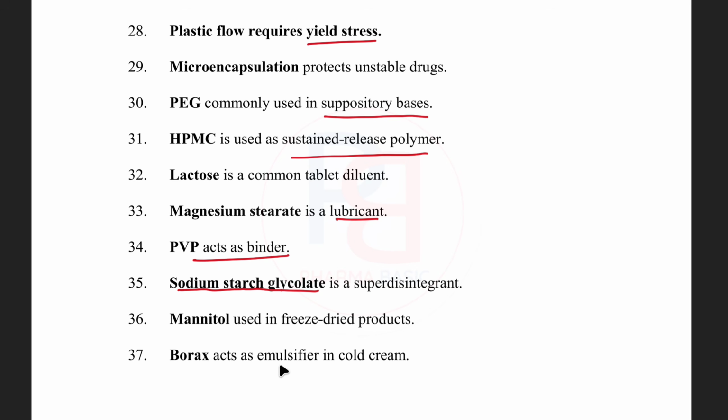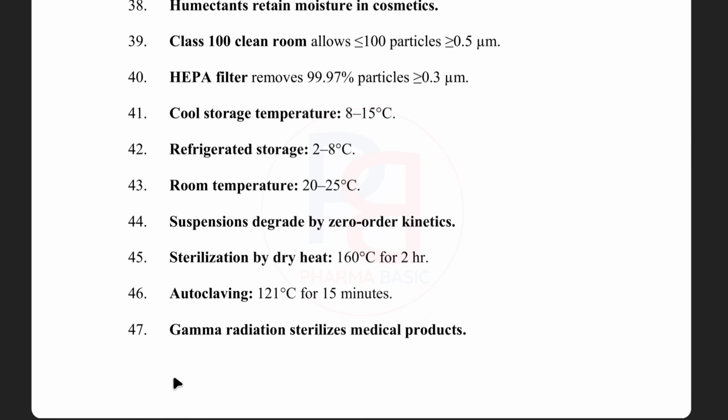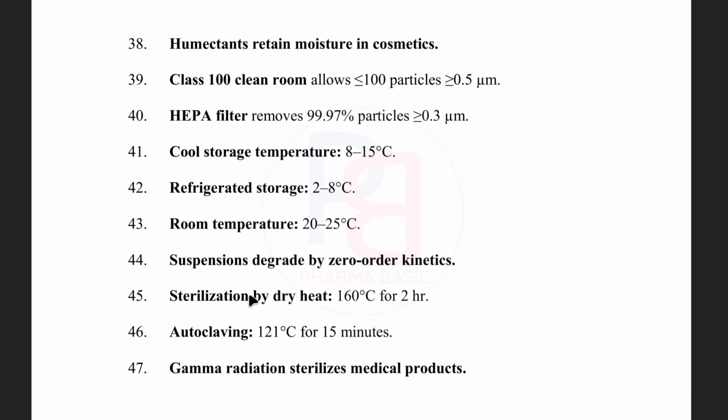Borax acts as an emulsifier in cold cream. Humectants retain moisture in cosmetics.